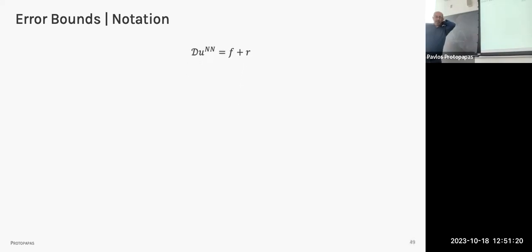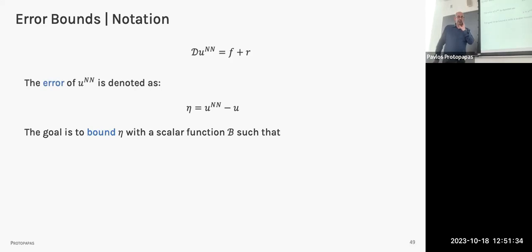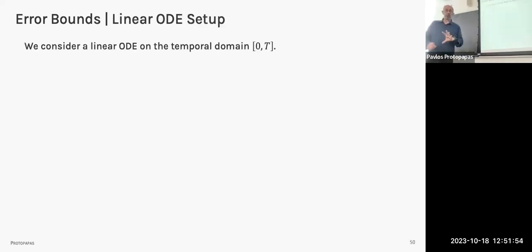All right, so I have that, and now with that, the error is denoted as the difference between the neural network and the true solution, right? I don't know the true solution, but I write it like this. So the goal is to bound this eta as a scalar function B such that the absolute value of eta is smaller or equal to this function B, right? Okay. All right. So how do we do that?